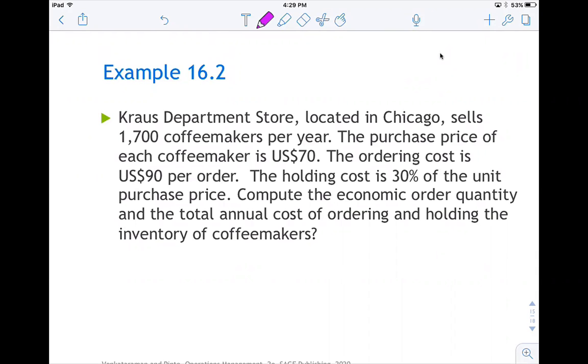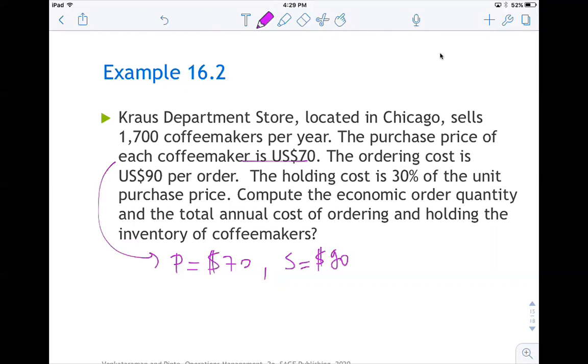So we do have a department store here located in Chicago. They sell 1,700 coffee makers per year. The purchase price of each coffee maker is given to us as $70. Okay, and the ordering cost for this product is also given as $90.